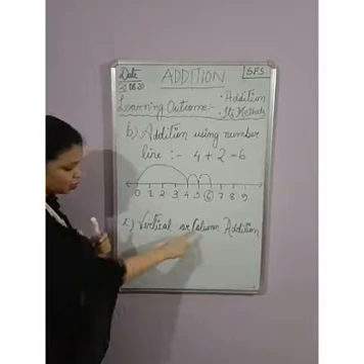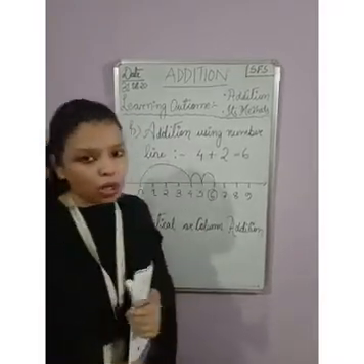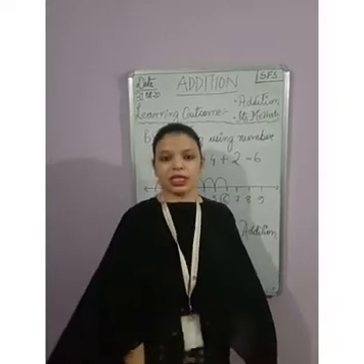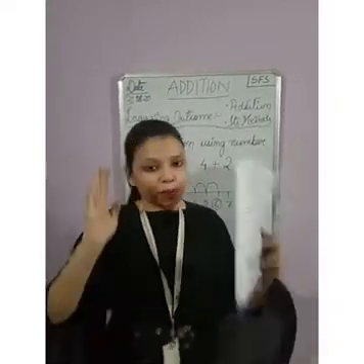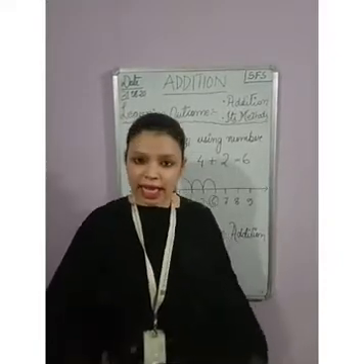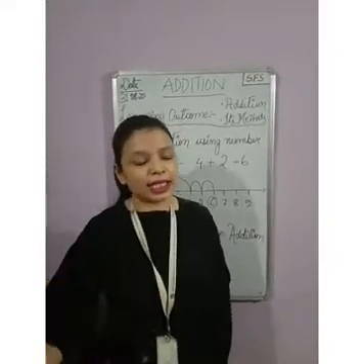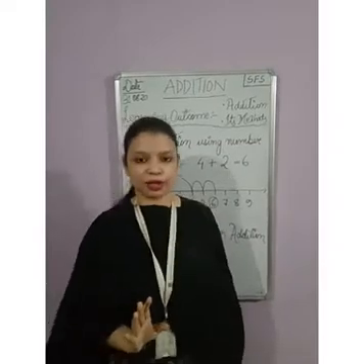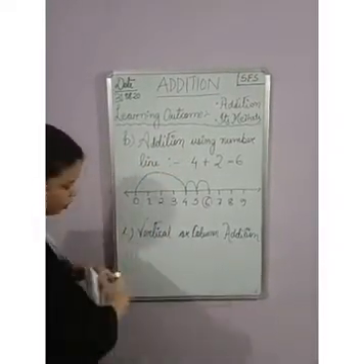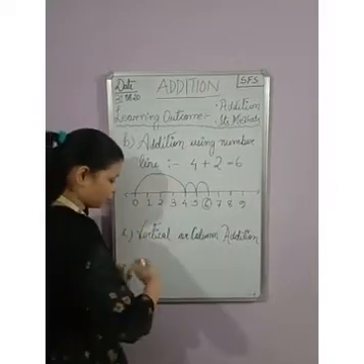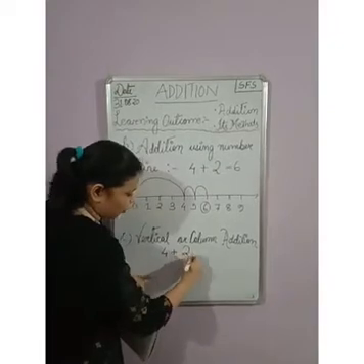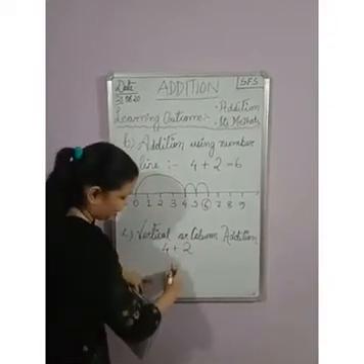Okay, the next method is vertical or column addition. I already told you what is vertical. The standing position is known as vertical. Whether it is a box, a line or a person, if it is standing like that, we can say that it is in vertical position. Now the same numbers I will take, 4 and 2. So how will I do it? I have to make a place value chart.